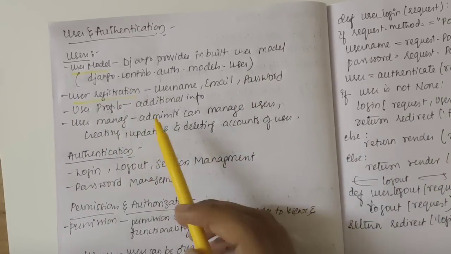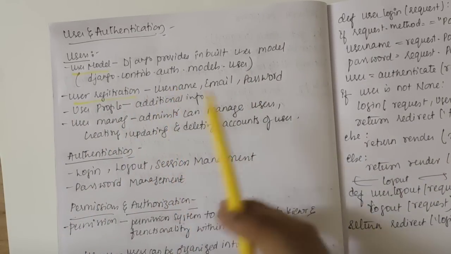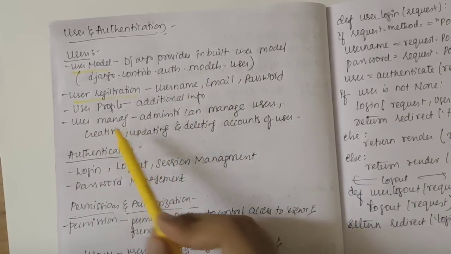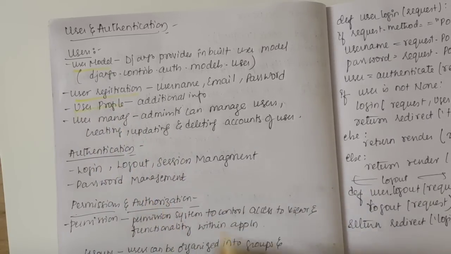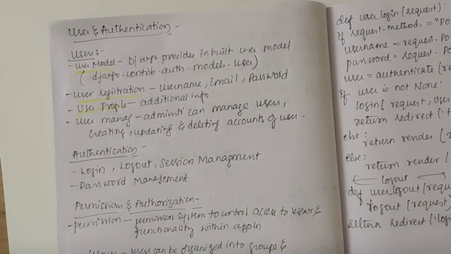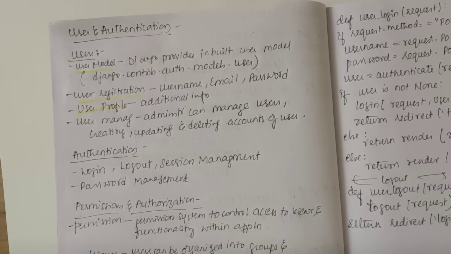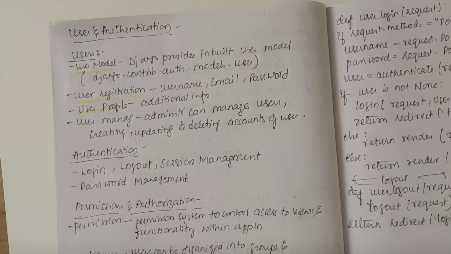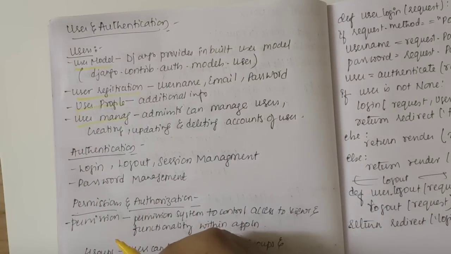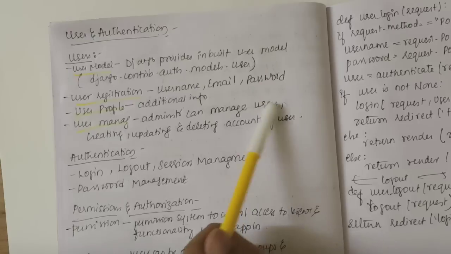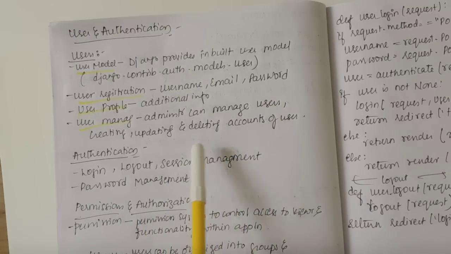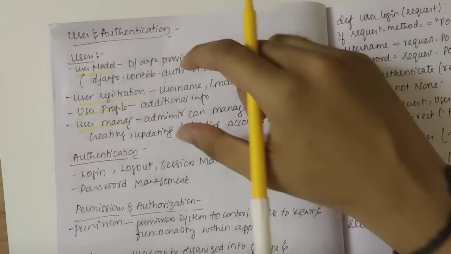For doing user registration, I should enter the username, email and password. Coming to user profile, it will hold all the additional information which is required, in the profile model of the user. Then I have the user management. User management is where the administrator can manage users, creating, updating, deleting accounts of users. So this was about user.